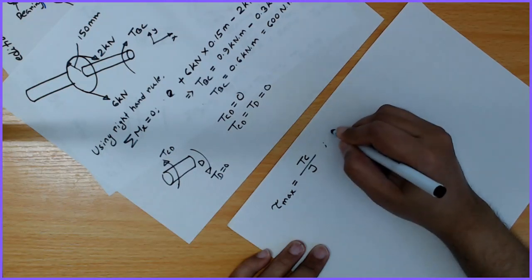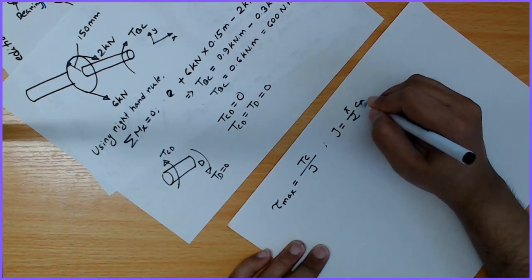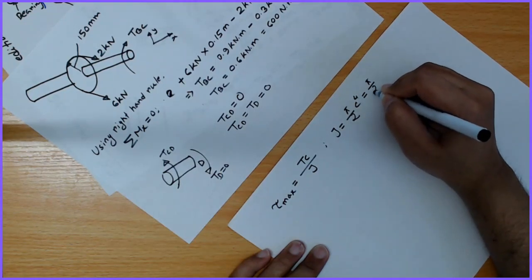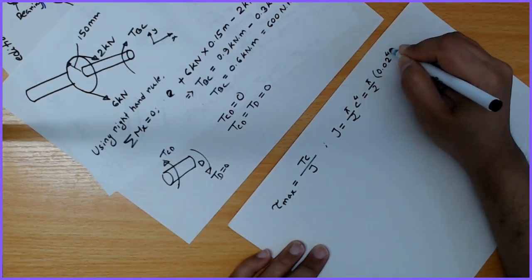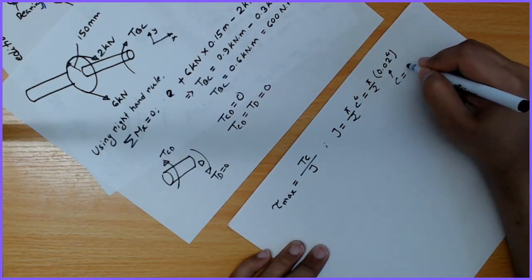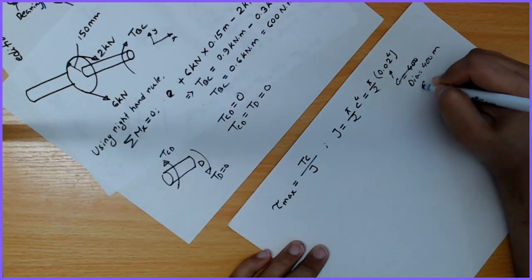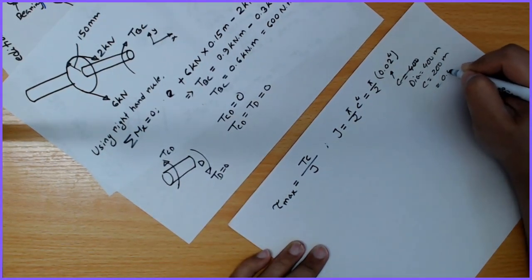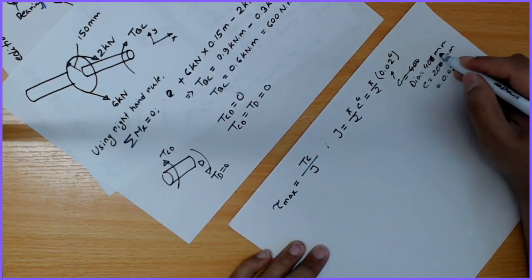We can calculate J by pi by 2 c to the power 4, pi by 2 times 0.02 to the power 4, and 0.02 is the c. As you said, the diameter given is 40 millimeter, so c is equal to 20 millimeter. If we convert it to meter, it's 0.02 meter. Sorry for that.